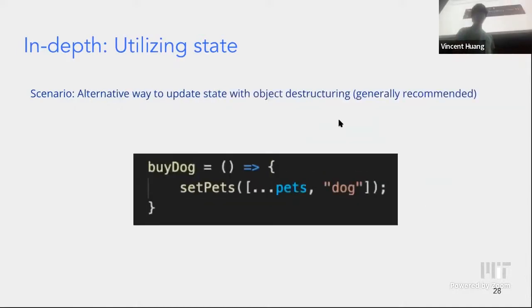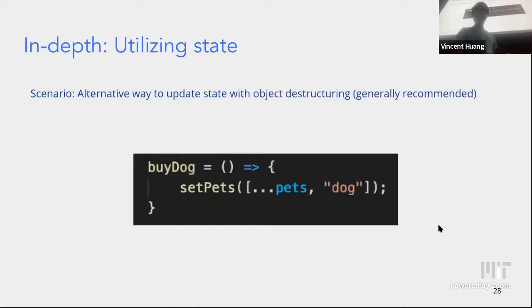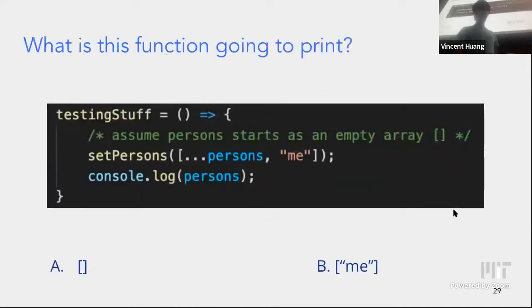But in general, we will recommend doing this with a spread operator and object destructuring, because once you get used to it, this is just a much easier way to see what's going on. I can immediately see, oh, 3 dots means I unpack pets. Whereas here, reading pets.concat(dog), it's not as obvious what's going on.